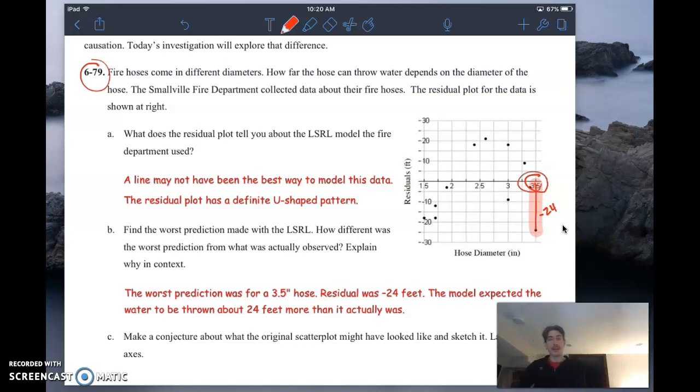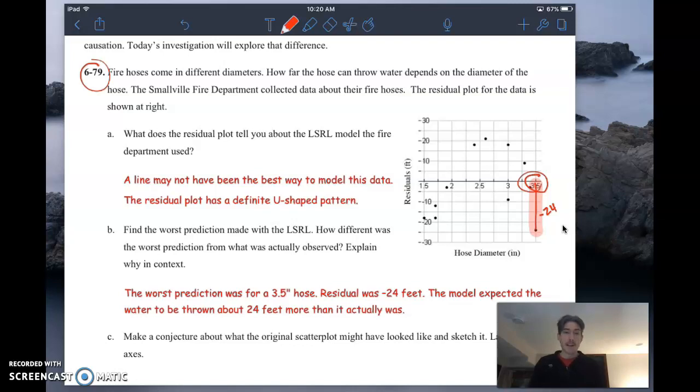And think of how significant that could be. If you're a firefighter and you're standing here, you say, yeah, I can hit that burning building there. And you go to fire up that hose, and all of a sudden, it shorts you by 24 feet. Whoa, that could be catastrophic in terms of loss of life, loss of property, stuff like that. And that's why that really is significant.